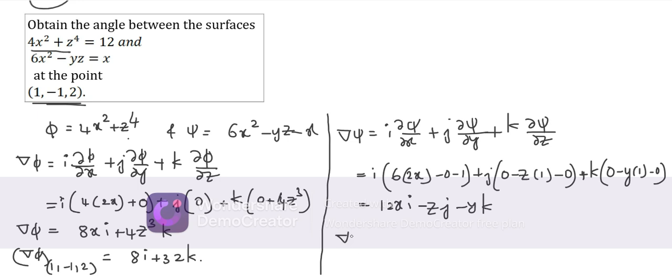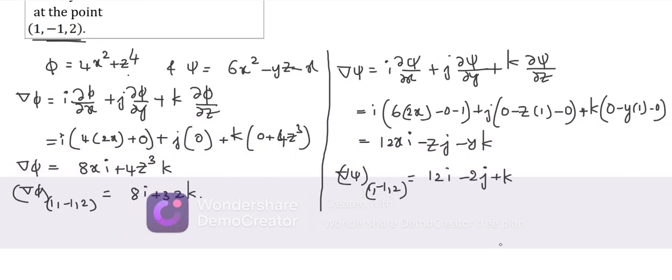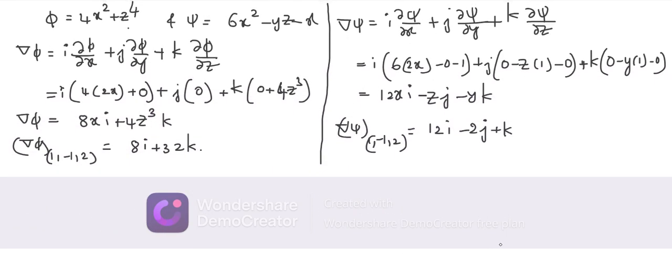So the gradient of xi at the point (1, -1, 2), at x equal to 1, y equals to -1, z equal to 2, is given by 11i minus 2j, z equals 2, and minus y, minus of -1, that is plus 1 into k. Right? So now we can calculate the angle between these two surfaces.